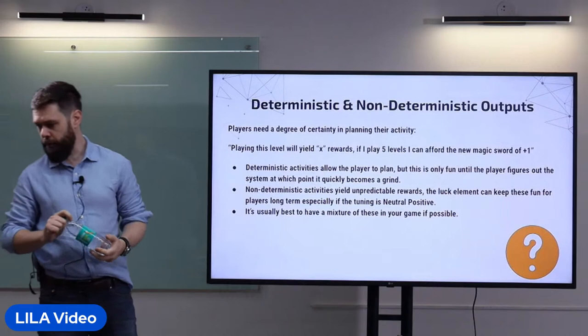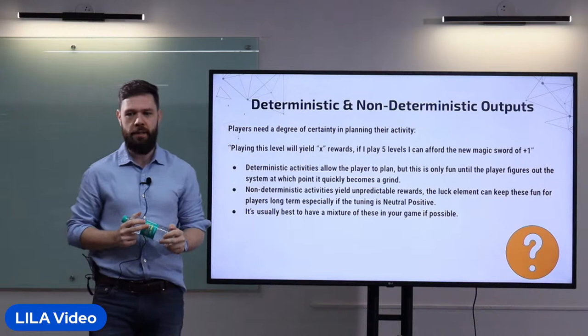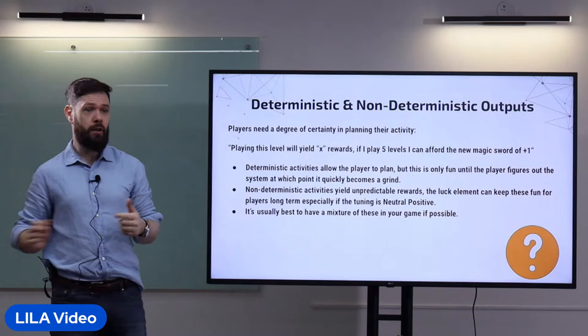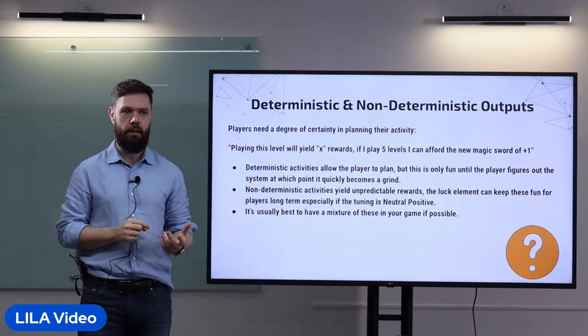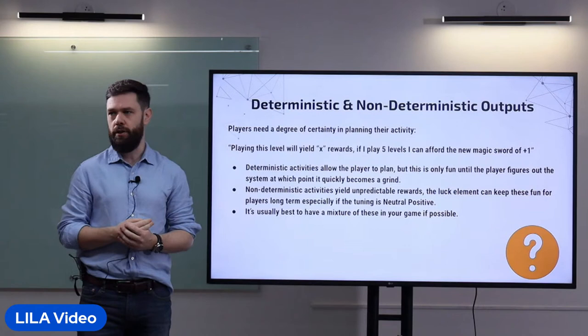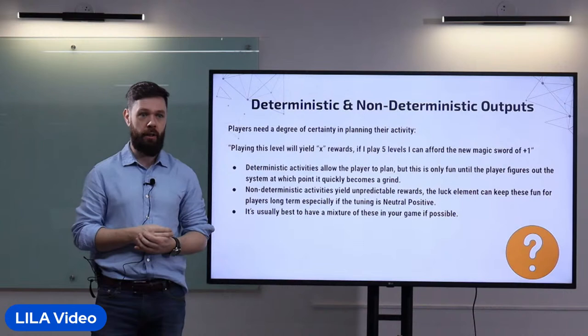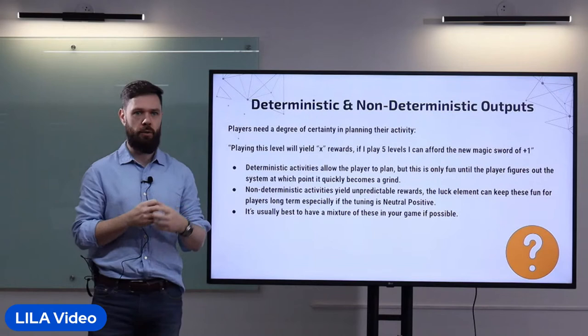Deterministic and non-deterministic outputs. Again, fancy words. What this basically means is, for some of the activities I'm engaging in the game, maybe it's my daily dungeons, I really want to have a high degree of confidence of exactly what I'm going to get out of that. I start playing it. I want to be able to know I'm going to get probably in the region of 50,000 coins out of this and 20 level up materials for the hero I'm currently working on. And there'll be the right kind of level up materials for the hero I'm working on. It has to be somewhat deterministic.